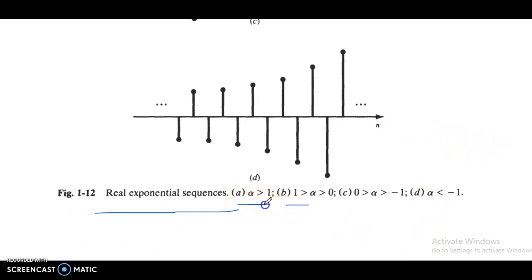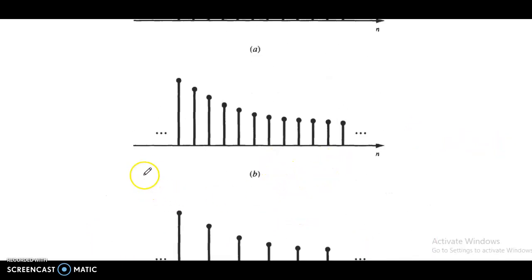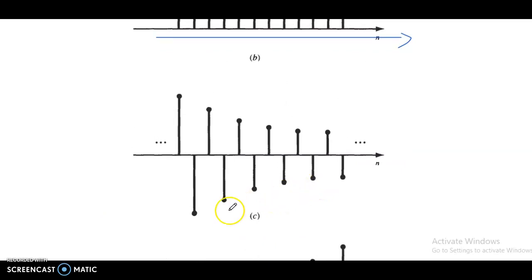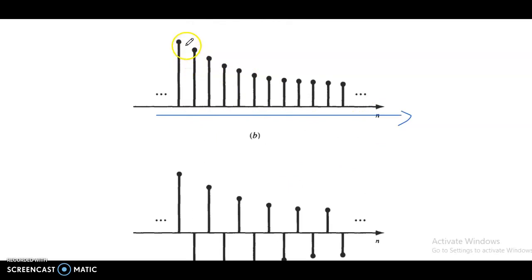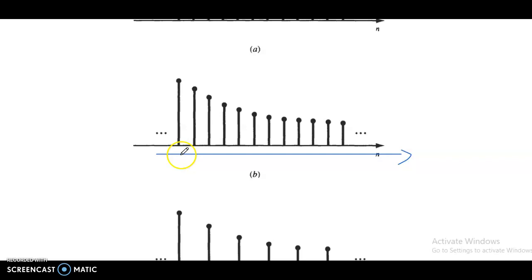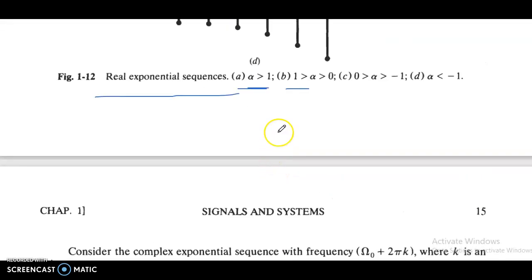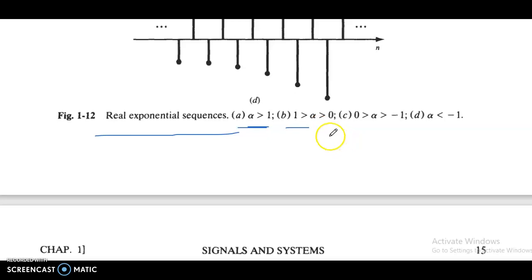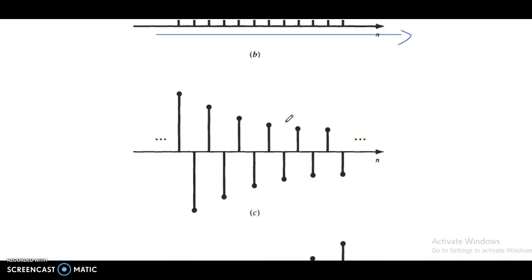Okay, we'll see the first one. A, alpha is greater than 1. In the x axis, n. Alpha is greater than 1 condition looks like this. Okay, when alpha is in between 1 and 0, that is 1 is greater than alpha, alpha is greater than 0, here the condition is alpha between 1 and 0.